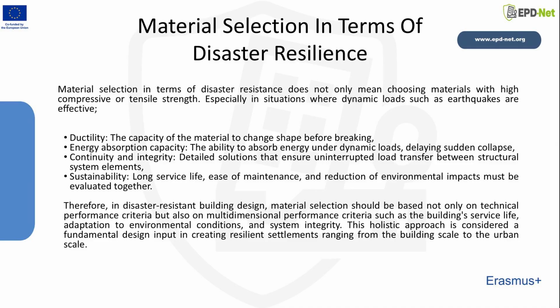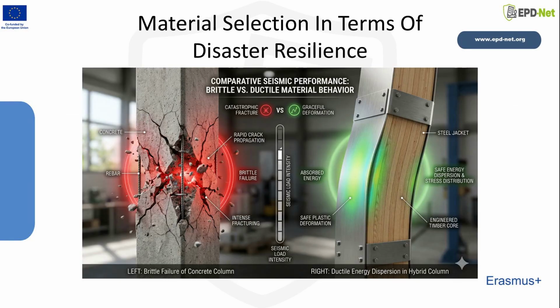Continuity and integrity are also essential. Even if individual elements are strong, weak connections or interrupted load paths can cause serious damage. Sustainability should also be included in disaster-resilient material selection. Long service life, ease of maintenance, adaptation to environmental conditions, and reduced environmental impact must be considered together. This holistic approach connects building scale with urban resilience.